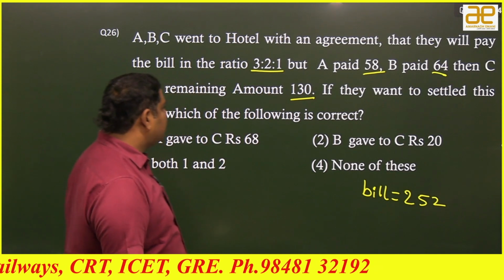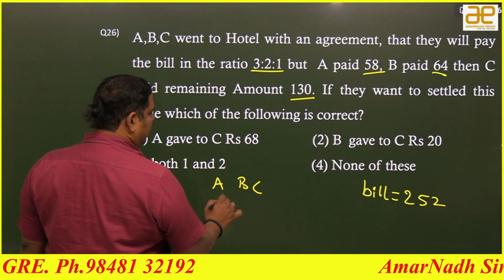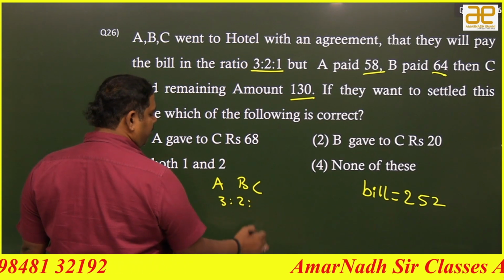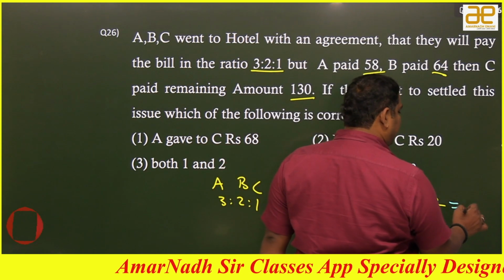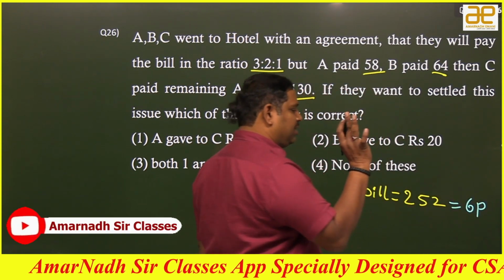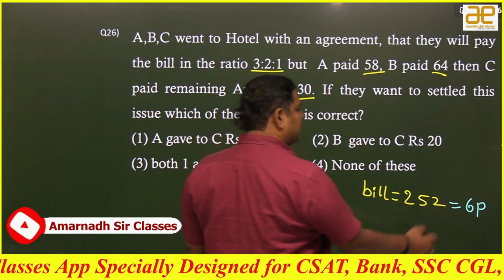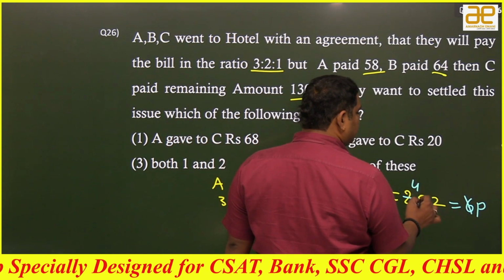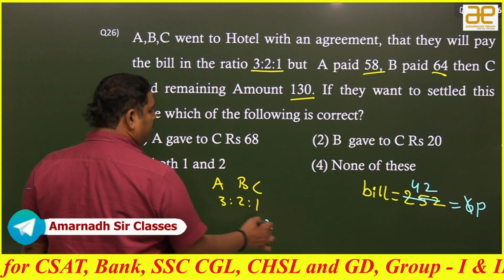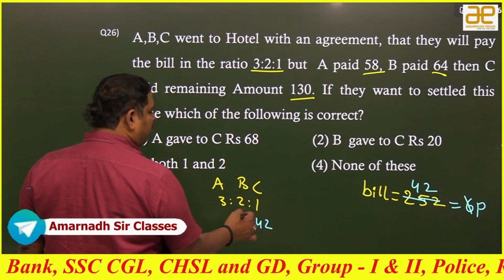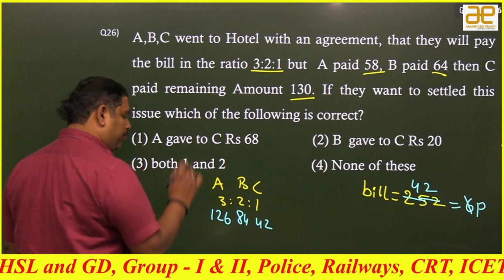Actually, A, B, C have to distribute that bill in the ratio 3:2:1. Total is how many parts? 6 parts. Whether they pay in the same order or not, that is the second case. But the total bill is this one. If you cancel with 6, 6 ones, 6 fours and 6 twos, C has to pay 42 rupees. B has to pay 2 into 42, which means 84 rupees. A has to pay 3 into 42, which means 126 rupees.